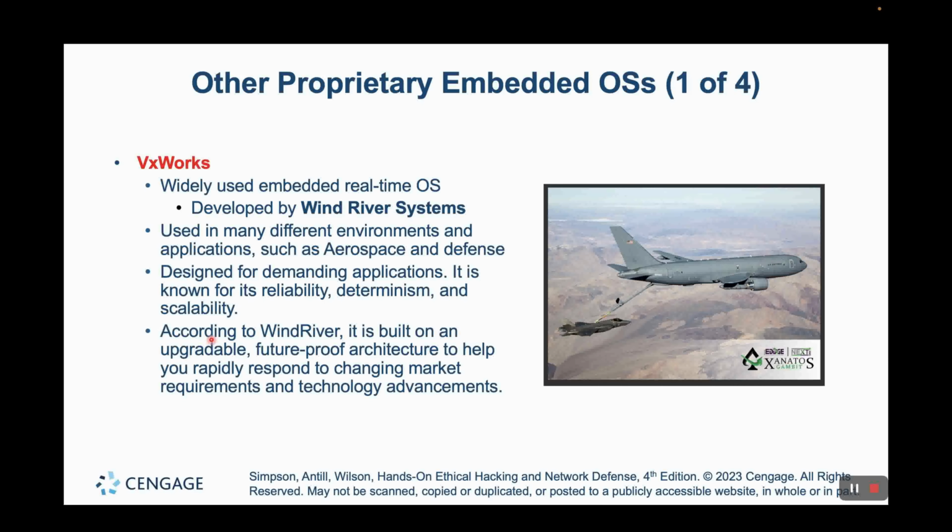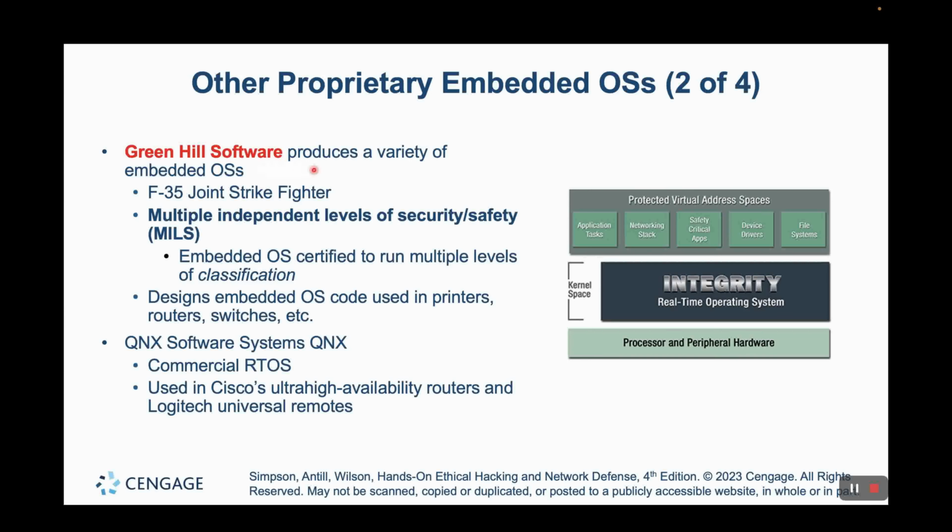Now, another one is the Green Hills software. It produces different types of embedded operating systems. One of them is part of the F-32 Joint Strike Fighter, and it has a feature called multiple independent levels of security and safety, MILS. Embedded OS certified to run on multiple levels of classification. What does it mean? Now, we know the F-32 is a military aircraft that is designed to be highly secure and reliable.